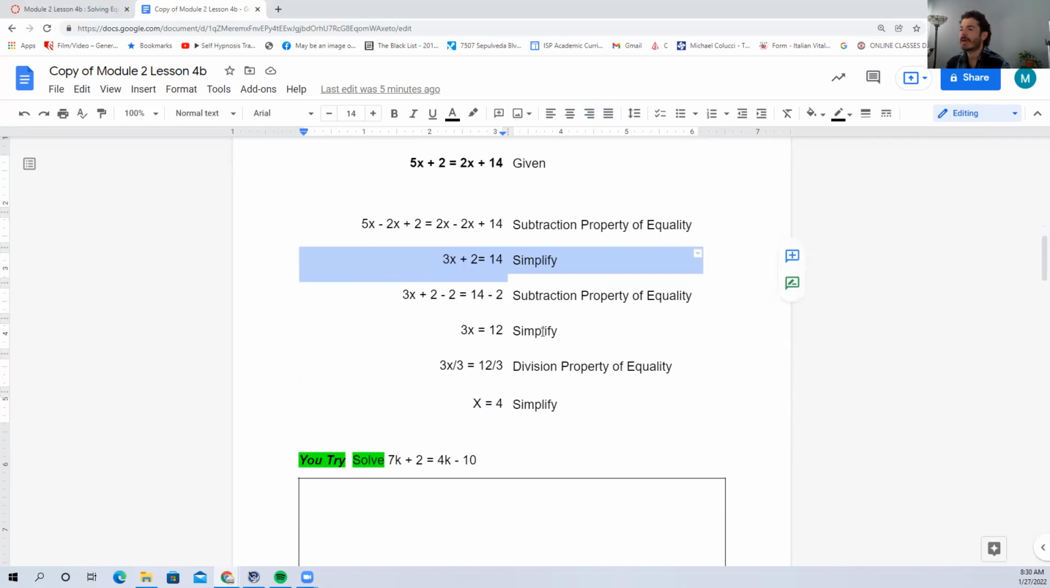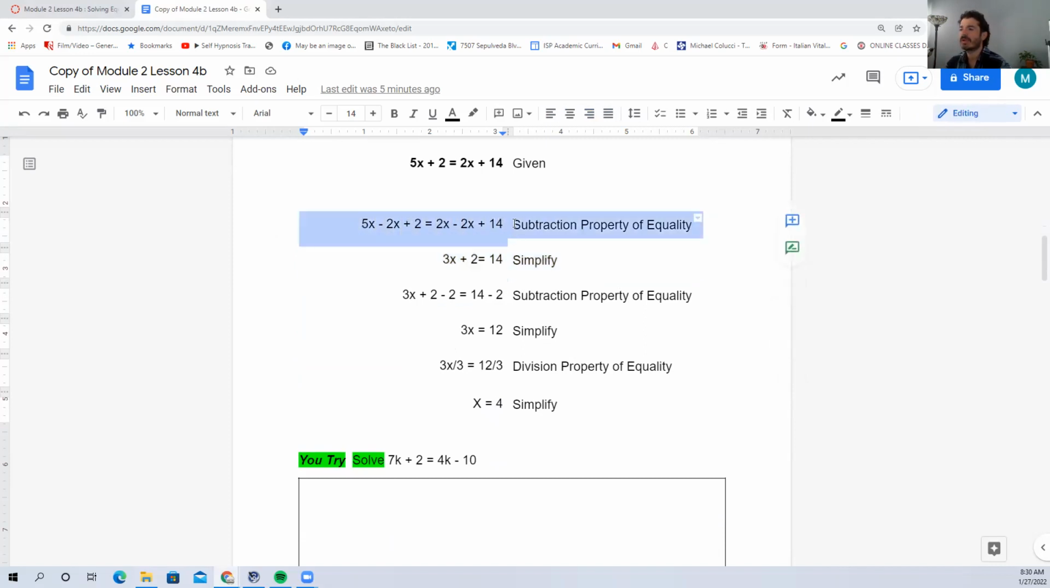Remember, this step here, in addition to being the subtraction property of equality, they're using what we call combining like terms. We talked about that in our last lesson, to get from this step to this step. This reads, if this were a grocery list and x were the number of carrots I'm buying, 5 carrots minus 2 carrots plus $2, right?